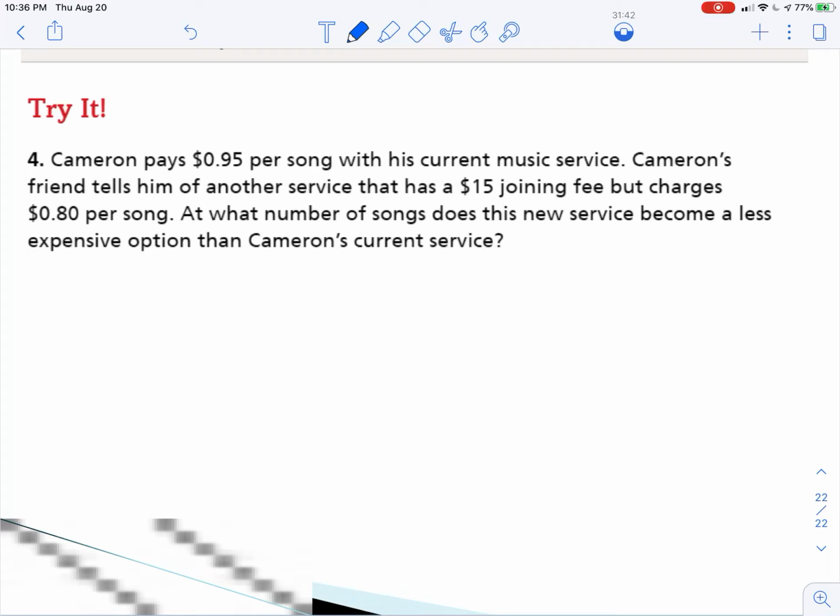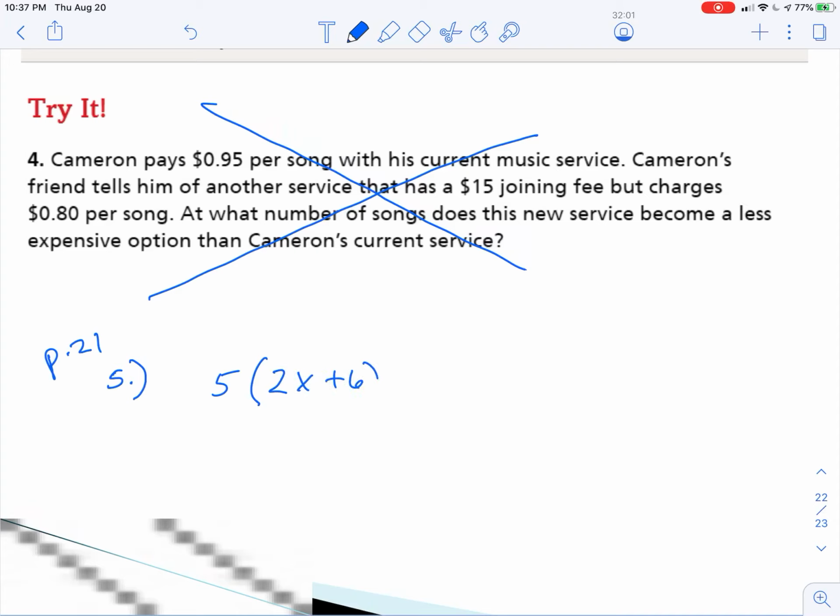And this is actually in your book. I'm trying to think if I assigned this one to you. I may have, so you might see this one. Let's just do this one together. I just want to do this problem with you. This is coming off of page 21, if you have your book there. It's number 5. The problem is 5 times the quantity of 2x plus 6.